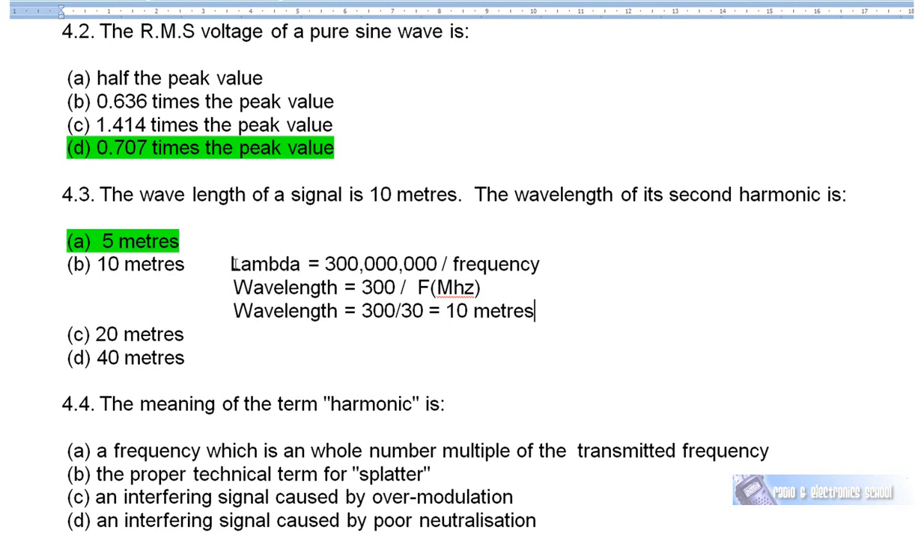You need to remember this equation for wavelength. This is the one that I would remember. Wavelength equals 300 divided by frequency in megahertz. Very important formula for radio amateurs. This is the formula you're going to be using when you're designing and building antennas.